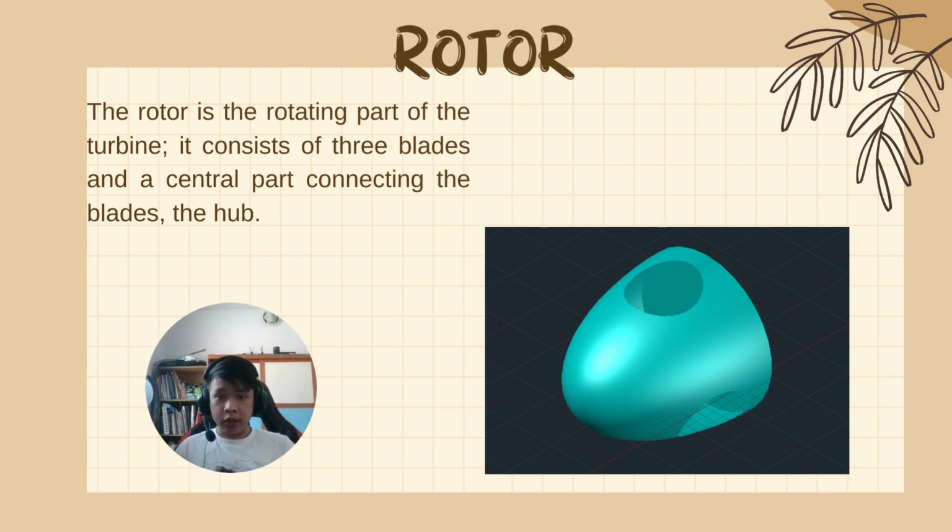So this is the part of the rotor. The rotor is the rotating part of the turbine. It consists of three blades and a center part connecting with the blades, the hub. Commonly, it is most likely three blades for a rotor, but it is not the case that all rotors have three blades. But a three-blade rotor has maximum efficiency. This is the shape of the rotor, and behind it there is another hole to connect with the hub.